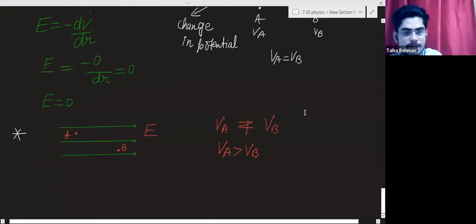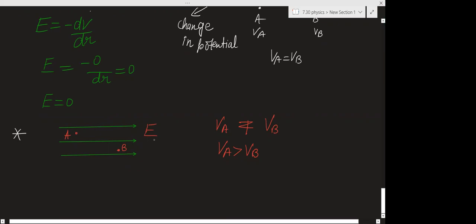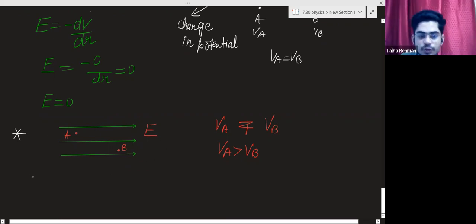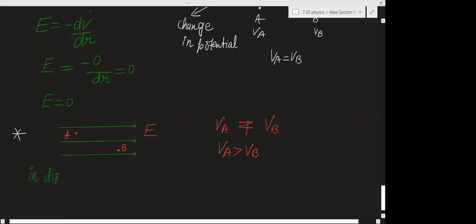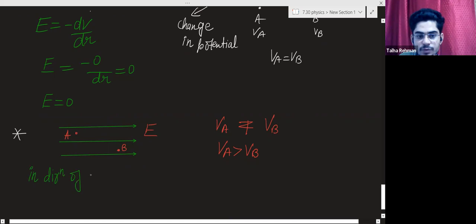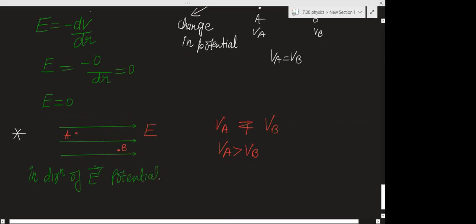Now I am starting from here. So let's see, Harsh. This is the direction of electric field, and I have told you that in the direction of electric field, potential decreases. Very good. In direction of electric field, potential decreases.